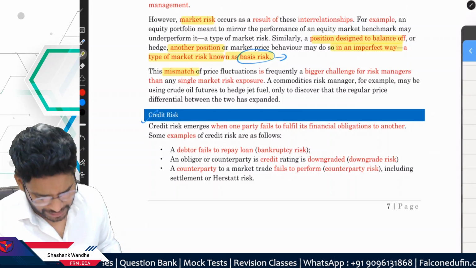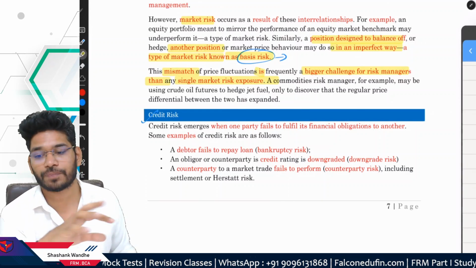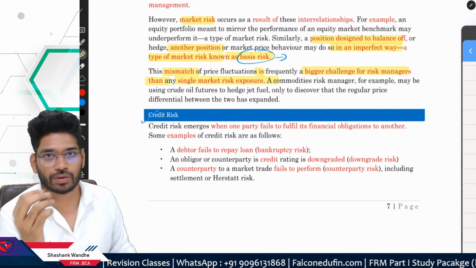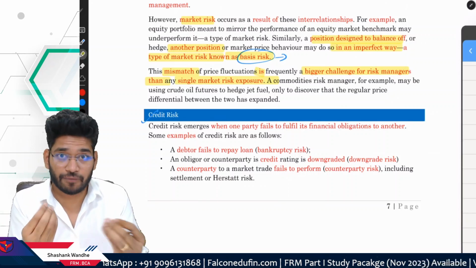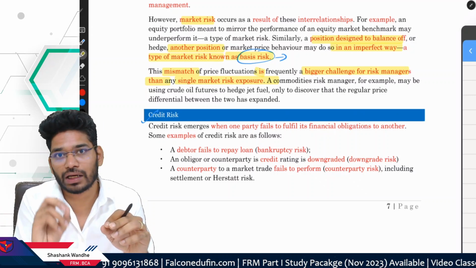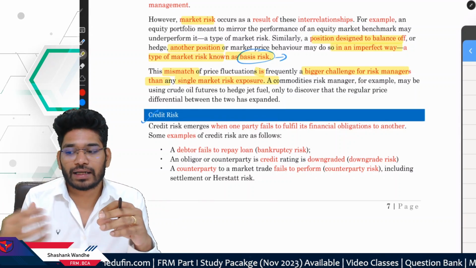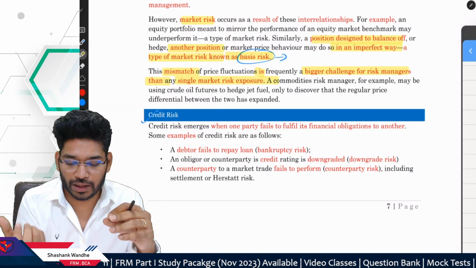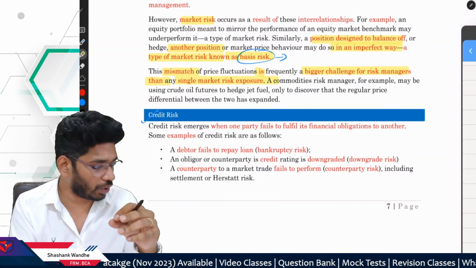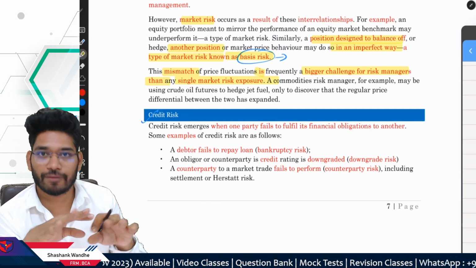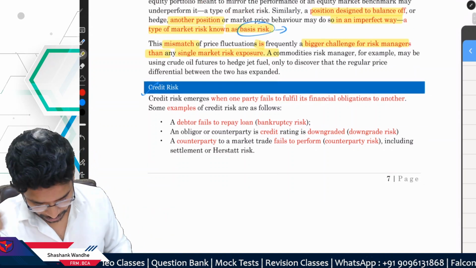So here, next is this: the mismatch is a bigger challenge for risk managers than the single market risk exposure. Now, we will discuss this in book number 2. There is correlation, beta, and everything. Managing risk means that the first part of managing risk is managing all these correlations, or structuring your portfolio in such a manner that it is well diversified and one particular firm-specific risk is not impacting our portfolio. That's our whole goal of portfolio management, or the risk management when it comes to market risk, right? So right now you just have to understand this statement.